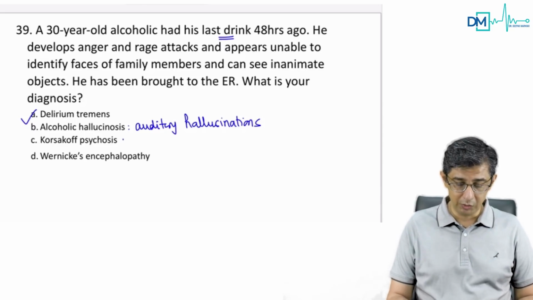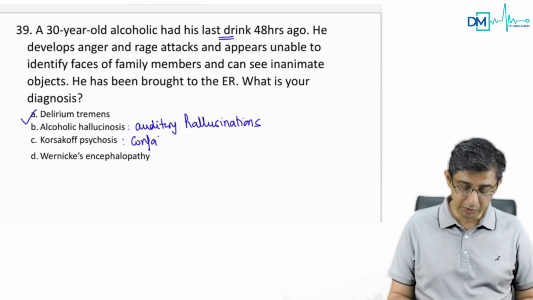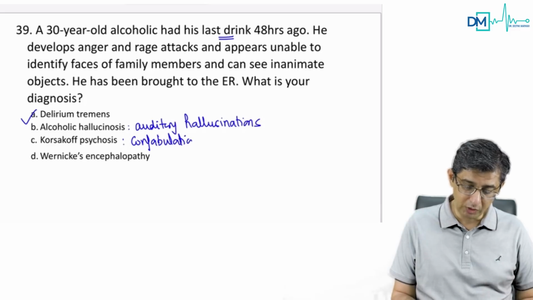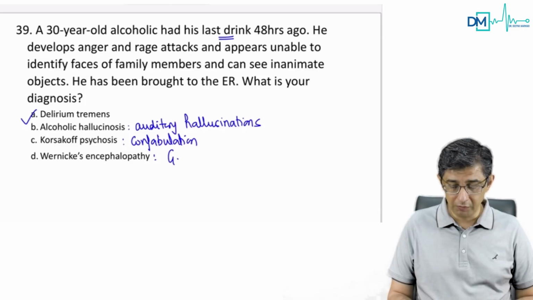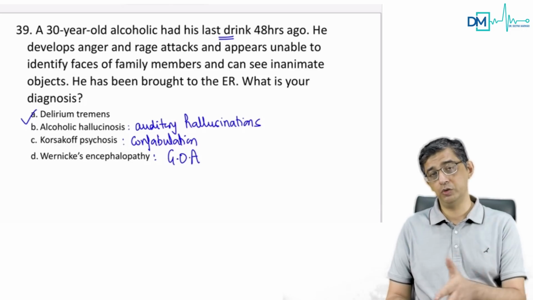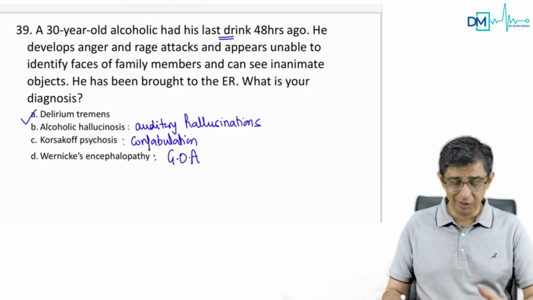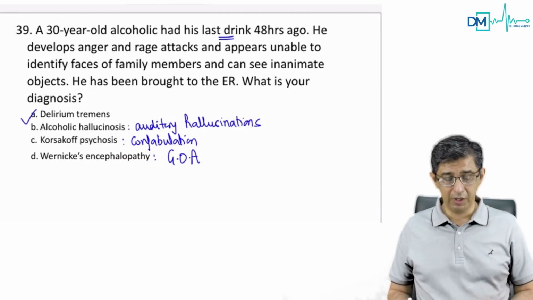In Korsakoff psychosis, we have confabulation. He becomes a pathological liar. There is no confabulation, no antegrade amnesia given here. In Wernicke's encephalopathy, you anyway know the mnemonic GOA, that is global confusion, ophthalmoplegia and ataxia. Because none of those features are given in the question, our answer is DT.